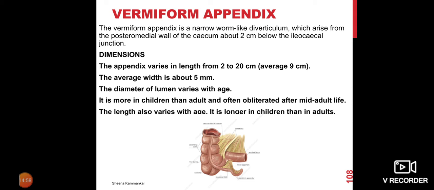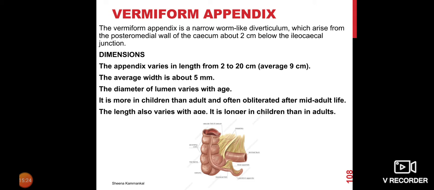Now we can move to the vermiform appendix. It's a short note. Vermiform appendix is a worm-like structure which is present posteromedial to the cecum normally. It is a narrow worm-like diverticulum arising from the posteromedial wall of the cecum 2 cm below the ileocecal junction. The appendix varies in length from 2 to 20 cm. That means in some people it may be 2 cm, in some other people may be 20 cm.